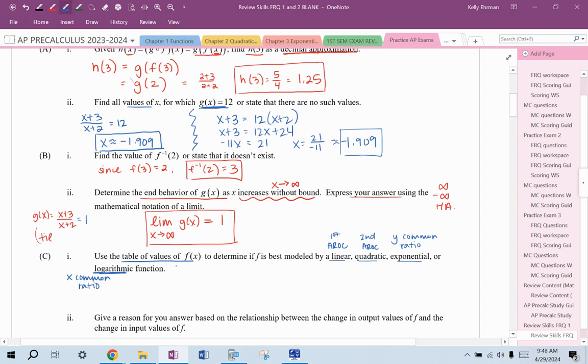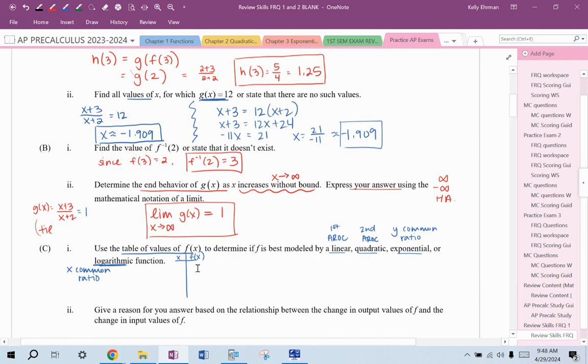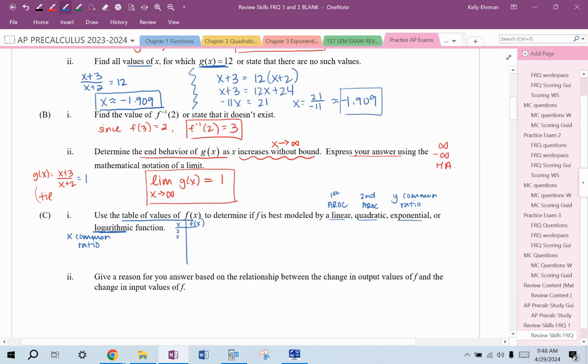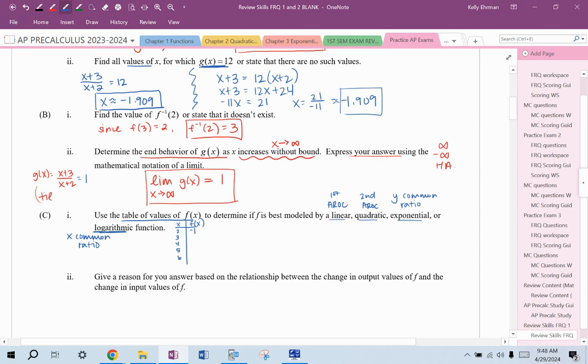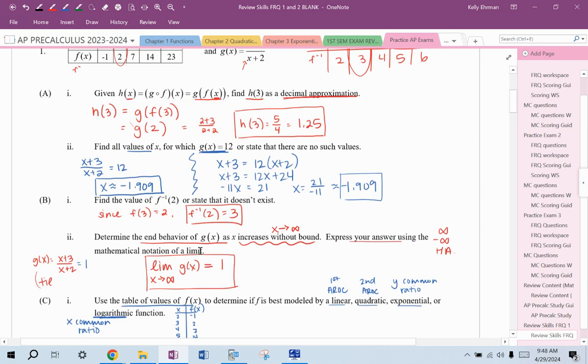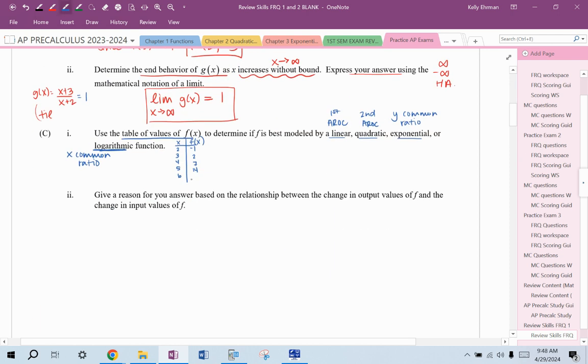So I'm just going to copy the table down so that I have something to work with without scrolling up and down. So the x's go 2, 3, 4, 5, 6. The y's are -1, 2, and 7, and then 14 and 23.